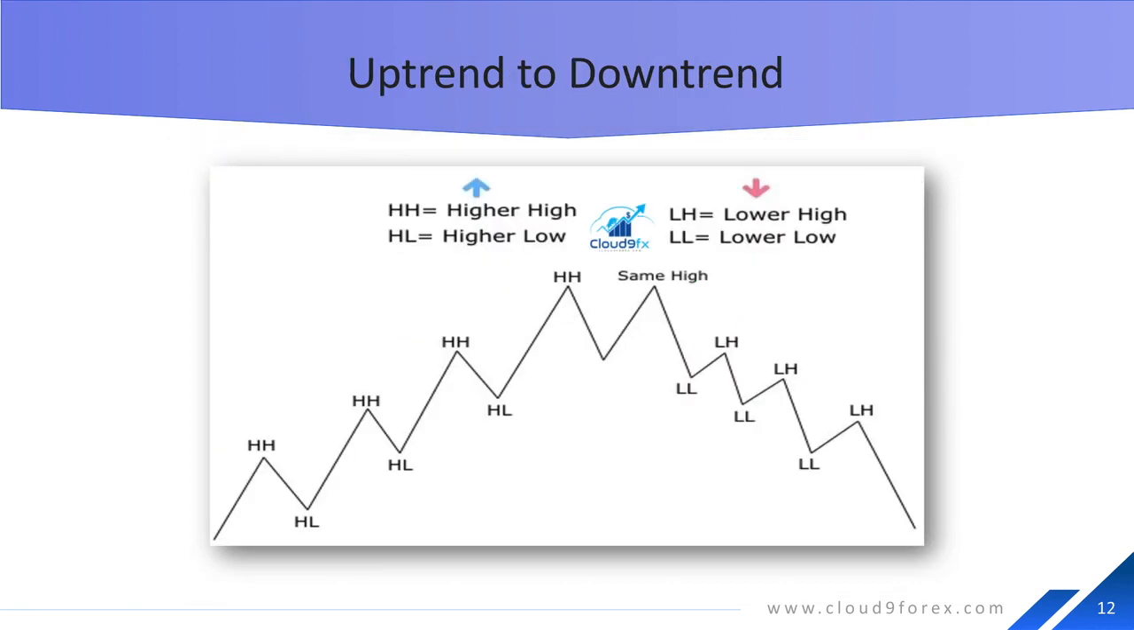So uptrend to downtrend. Higher high, higher low. And then we have our higher high, and then we have the same high, and then eventually price starts going into a downtrend. This is when we can identify chart patterns. If you guys remember, this kind of looks like a double top, doesn't it? That's another indication. So we have two confluences right there.